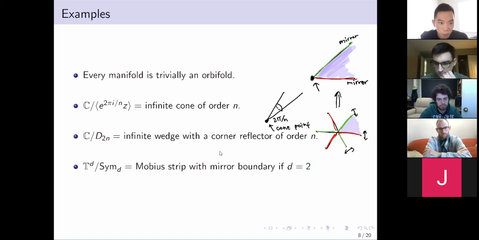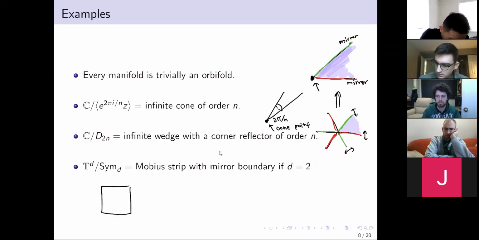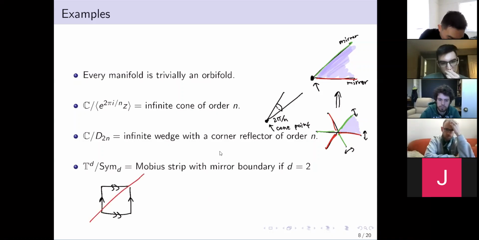If d equals 2, then this is just a little basic exercise in geometry and topology: you should convince yourself that this object, when d is 2, is just a Mobius strip. So you have this torus. We have this usual identification. But then under the group action, we have a symmetry. We have a reflection line over here. We can swap x and y accordingly, and this acts as a reflection. Under this reflection, basically this edge is the same as that edge, so it's the same as this edge.